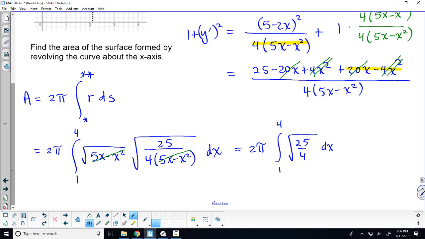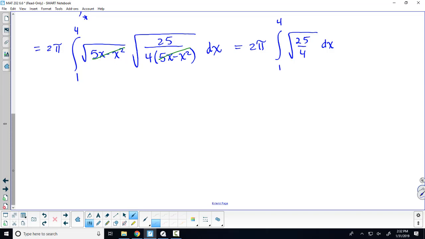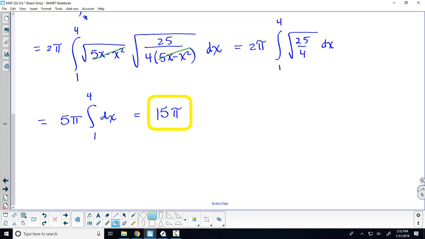So that is a perfect square, so that can be simplified. The 2's cancel, square root of 4 is 2 in the bottom, those cancel, so we get 5 pi integral 1 to 4 dx. What is the integral of dx from 1 to 4? 3. It's the length of the interval, 4 minus 1. So that will be 15 pi. Not too bad.